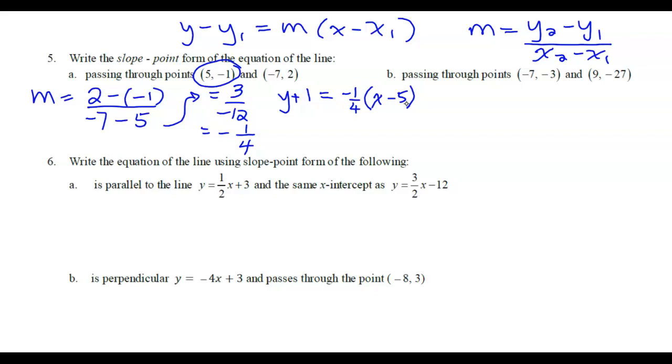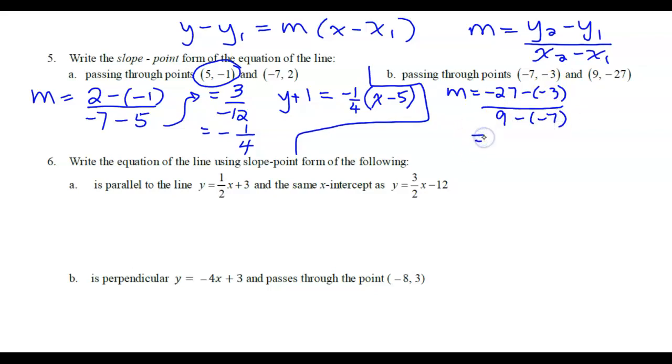Okay. Next thing is the slope of the next one. So slope is negative 27 minus negative 3 over 9 minus negative 7. So when you're subtracting a negative, it's like adding. So that's negative 24 over 16, which reduces to what? 8 goes into that negative 3 times over 2. And again, leave the negative out front or up top.